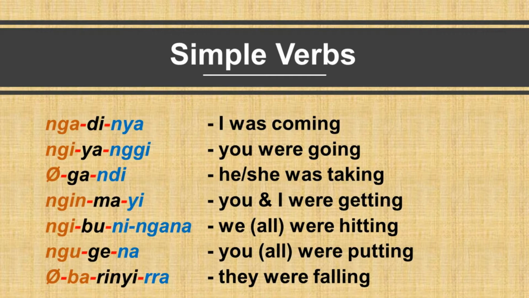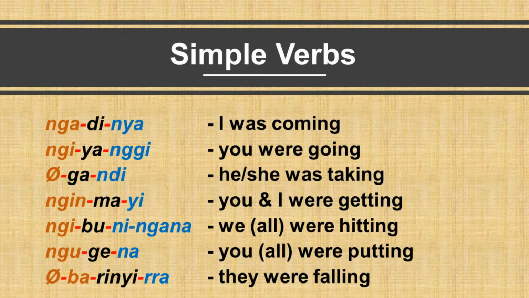Okay, now how would you say these things like I was coming, you were going? You simply add a prefix here. So if you want to say I was coming, you add the prefix nga and still have the suffix for the past tense. You were going is formed with ngi. For the third person, there is no such prefix. You simply have a zero prefix. So he was taking is formed like this.